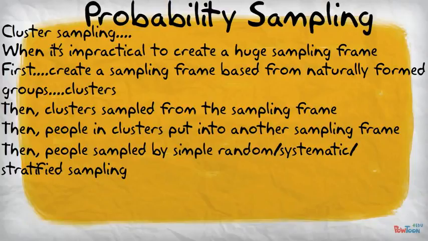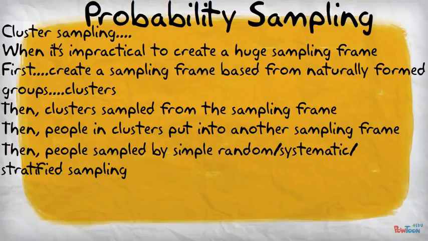Then the people in those clusters are put into another sampling frame and then sampled by either simple random, systematic, or stratified sampling. For example, Greek students are naturally clustered by college. So instead of taking so much time to make a full list of every Greek student in the United States, let's make a list, a sampling frame, of every university that has a Greek population. That takes way less time. Then we can use, for example, simple random sampling to select a sample of those universities.